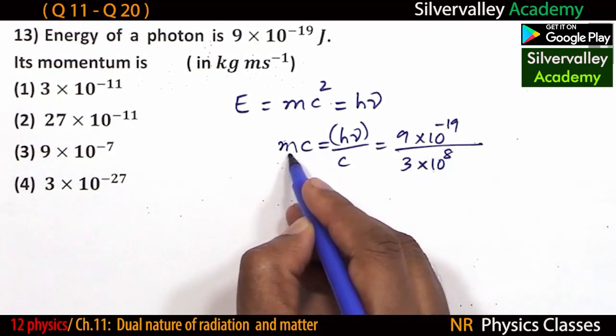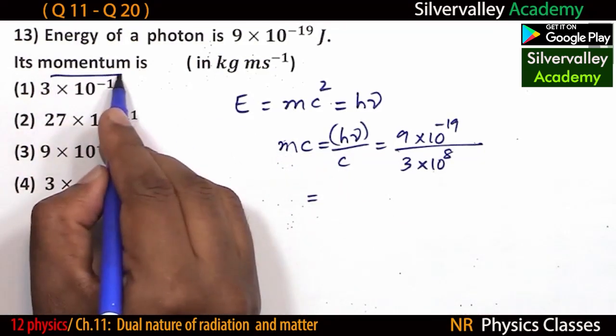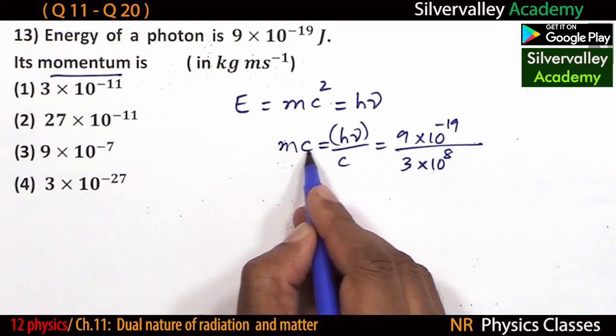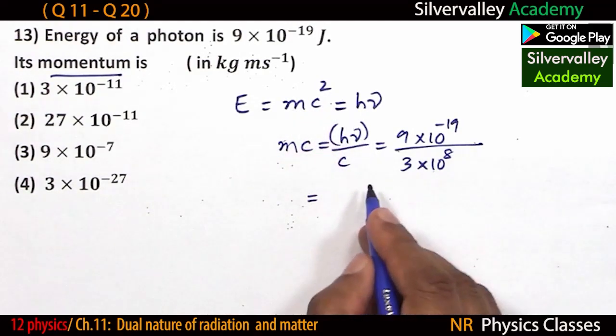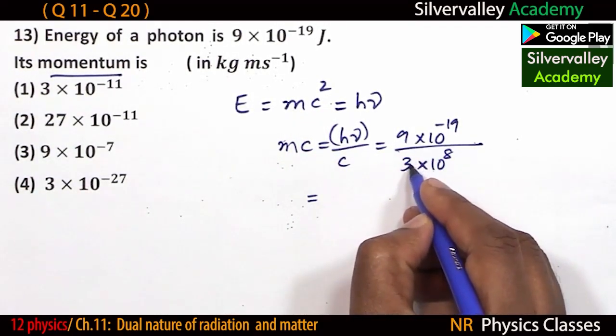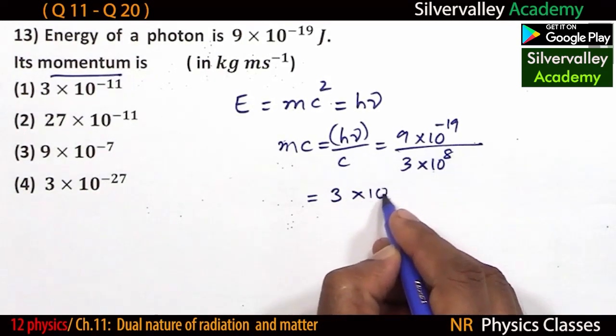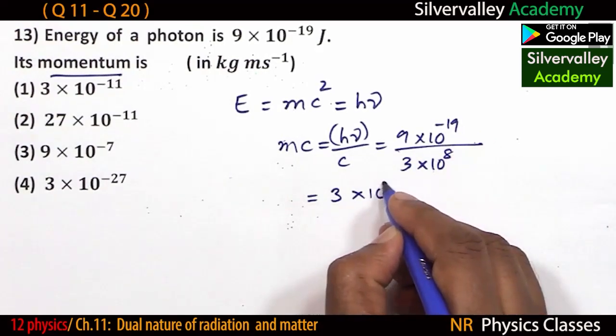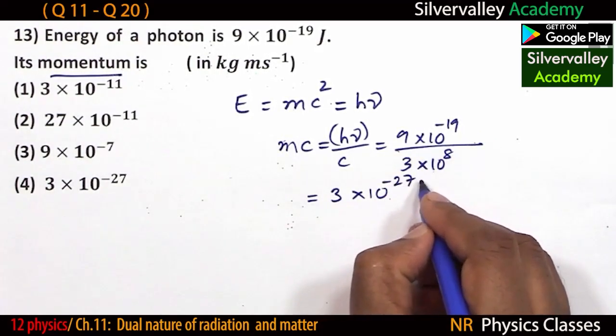Mass into velocity is momentum. That is why I isolated mc from mc square. Okay, so 9 by 3 is 3. 10 power minus 19 by 8, this goes to numerator. Minus 27.